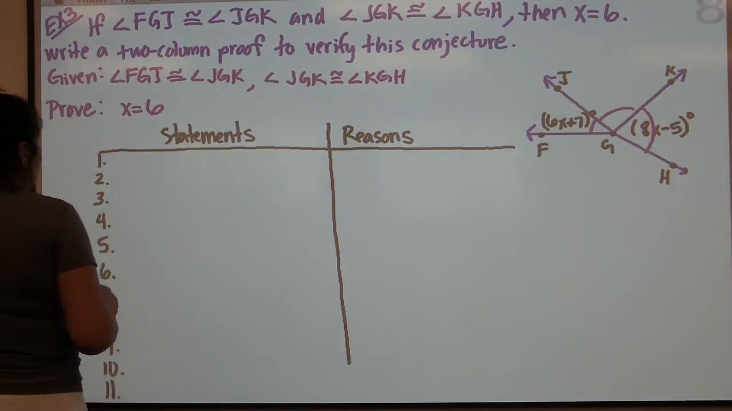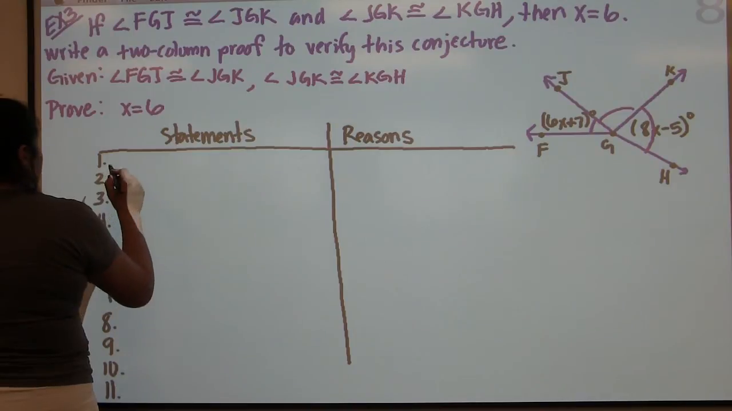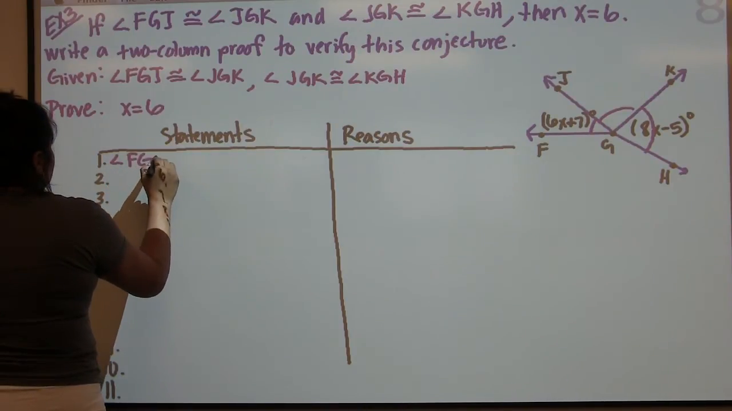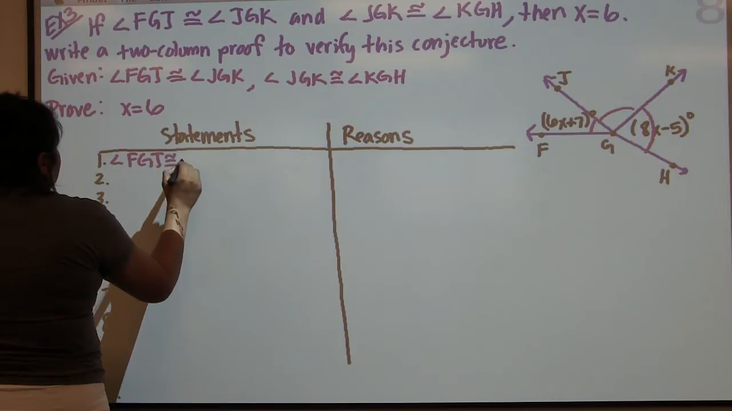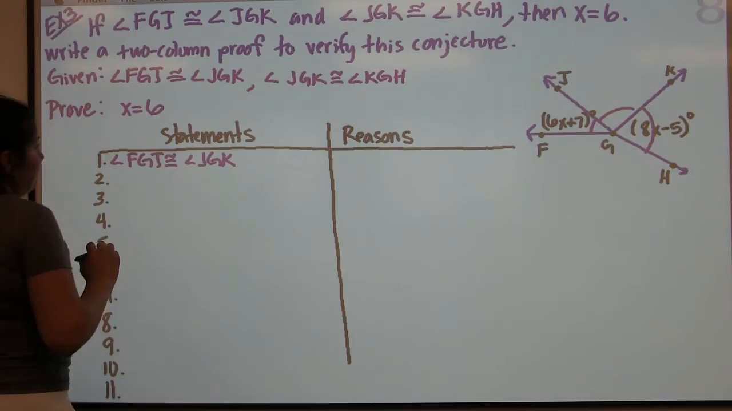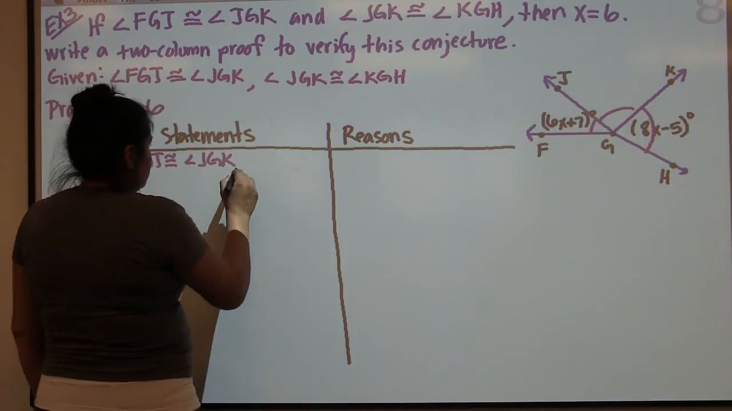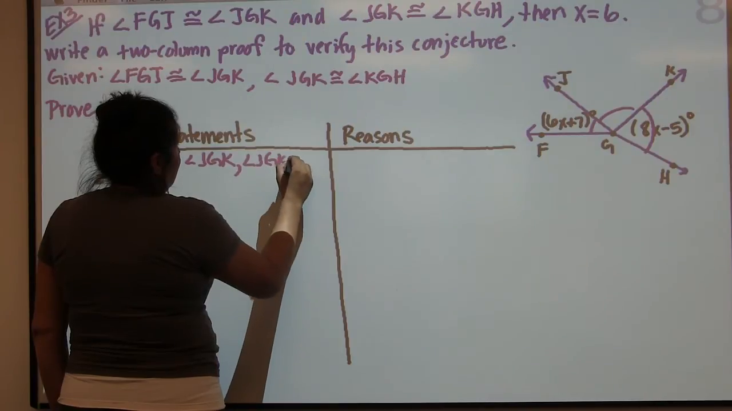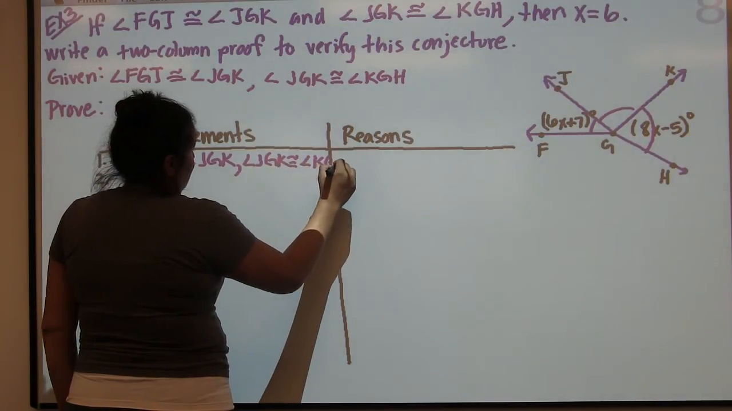So given, we always start with the given, okay? So we're going to say angle FGJ is congruent to angle JGK. And I'm going to try to squeeze it in here, angle JGK is congruent to angle KGH.